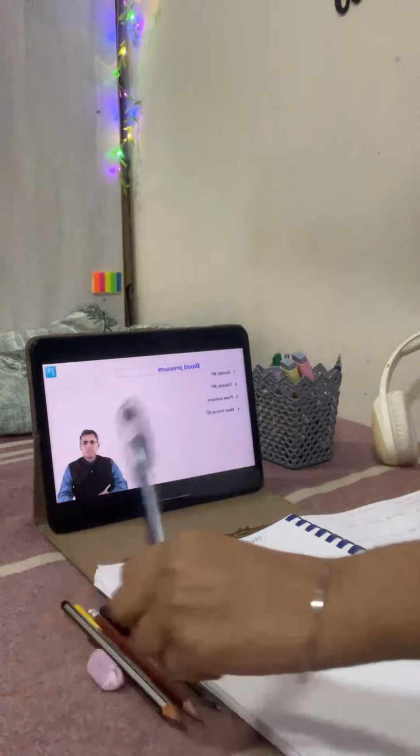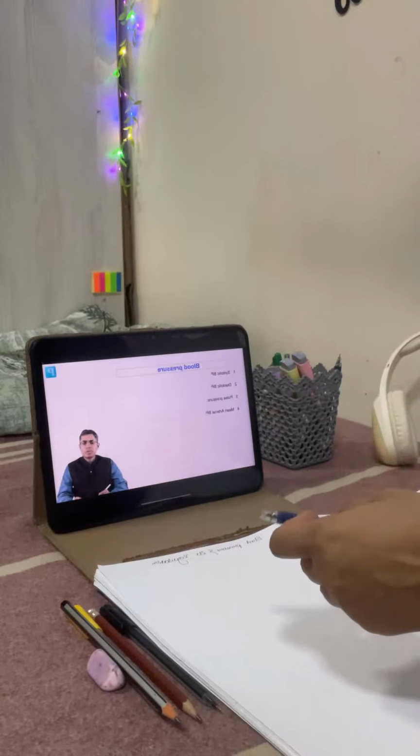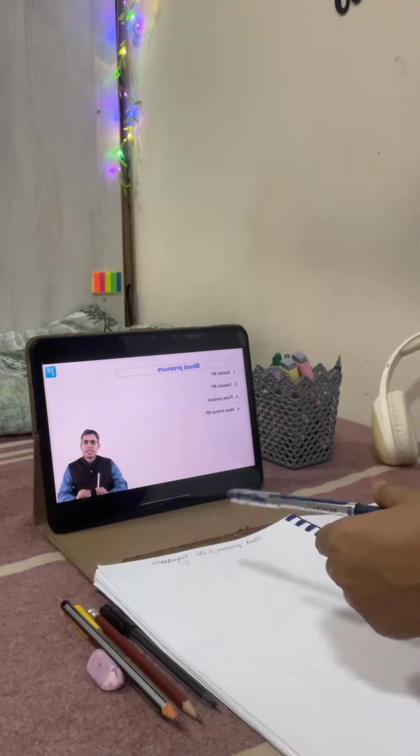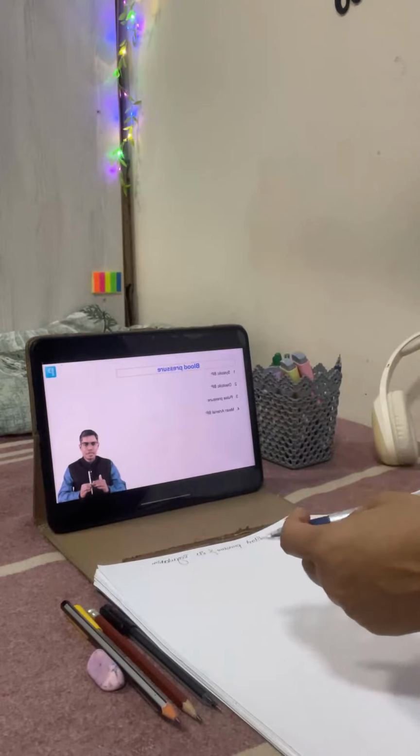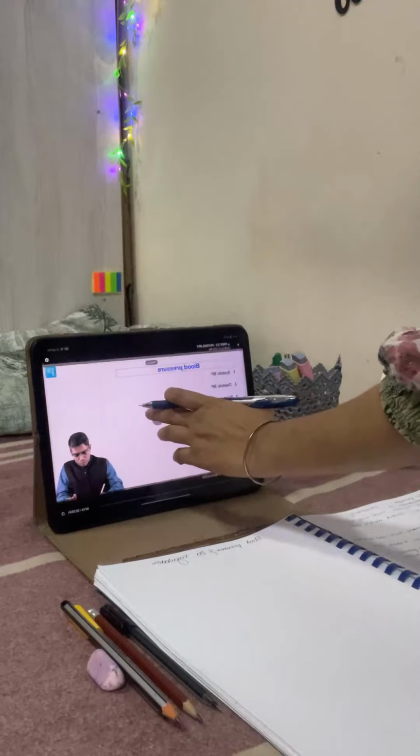Hello student, now we are going to discuss blood pressure and its regulation. So all of you know the definition of blood pressure, that it is the lateral pressure exerted on the vessel wall by the flowing blood, that we know.